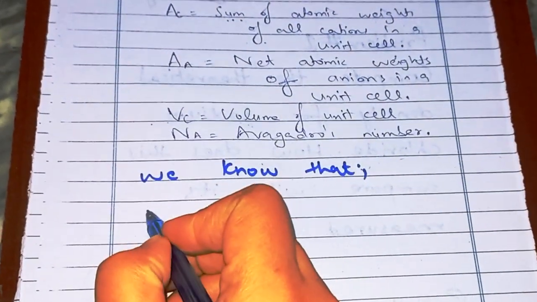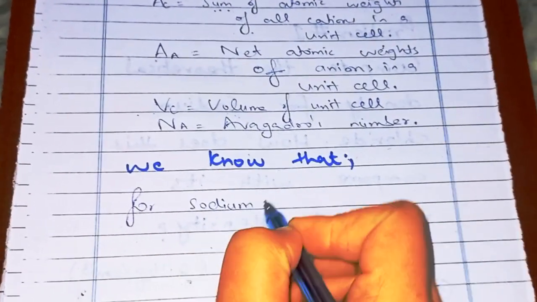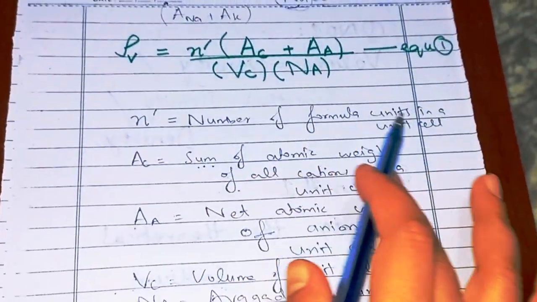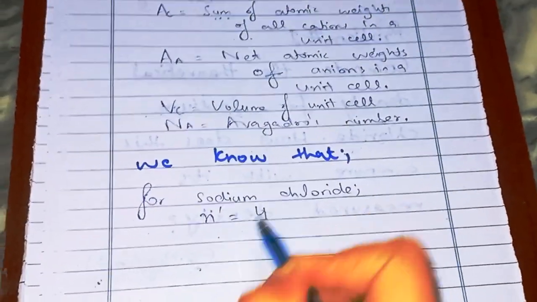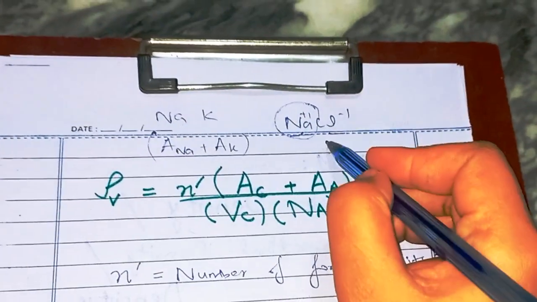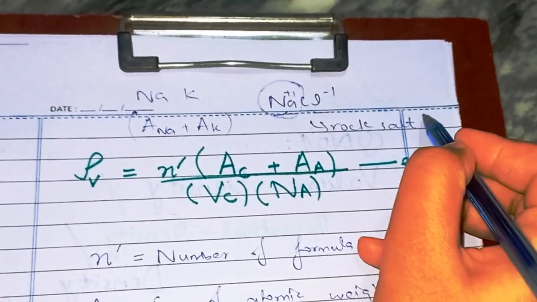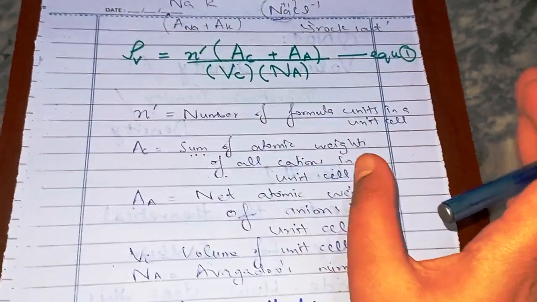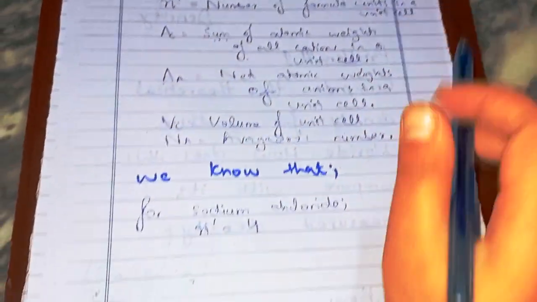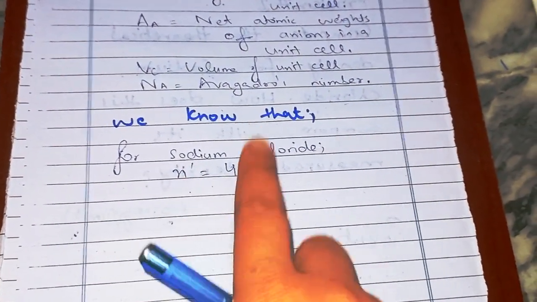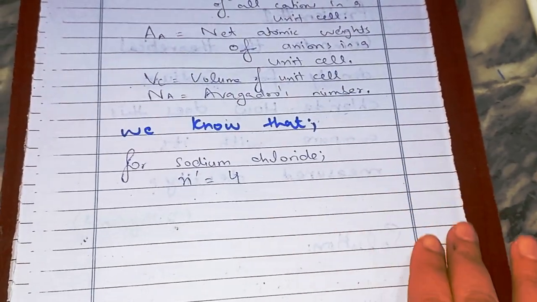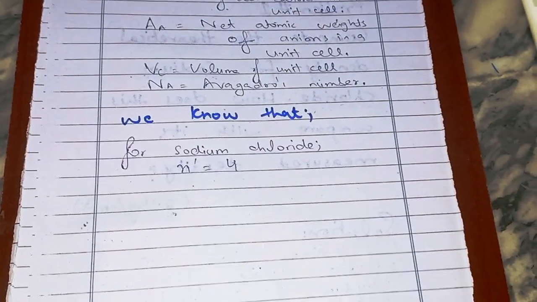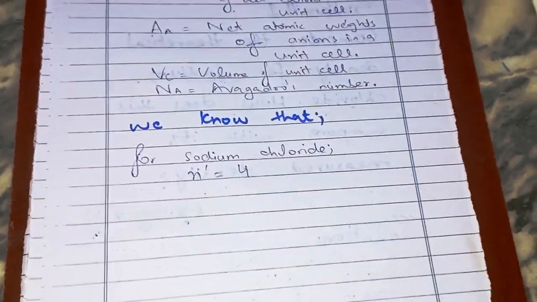And we know that for sodium chloride, the net number of formula units in a unit cell is 4. Sodium chloride is also known as rock salt, and its structure is also known as the rock salt structure. In a later problem, they might tell you that a compound, for example an XYZ compound, has a rock salt structure. So you are supposed to use n prime equals 4, because the net number of formula units is specific to the kind of structure the compound has. So we are going to use n prime equals 4.